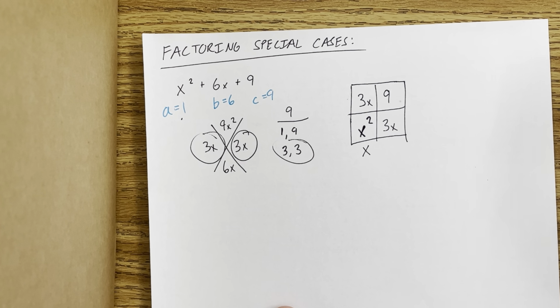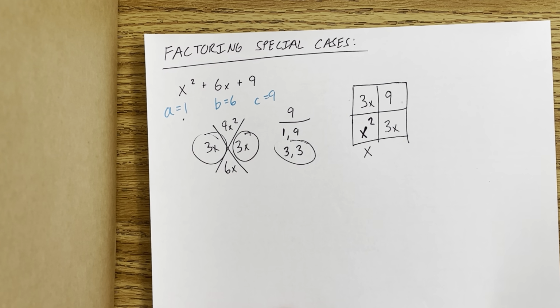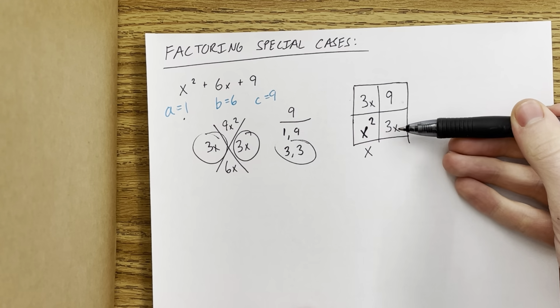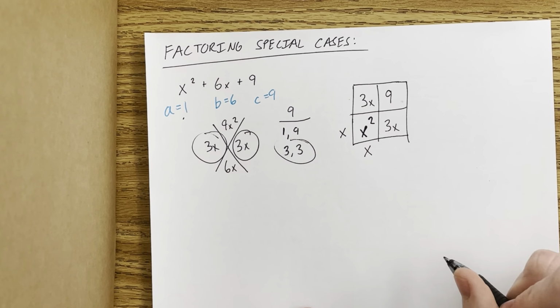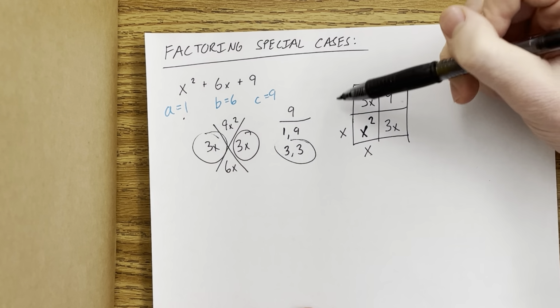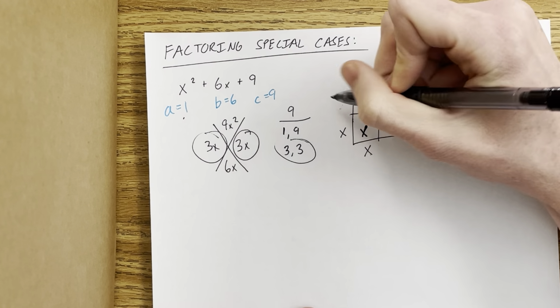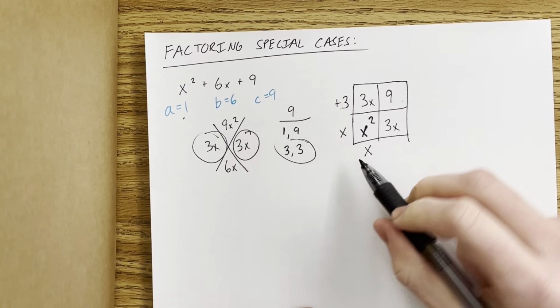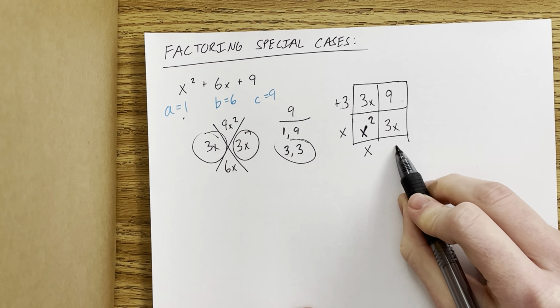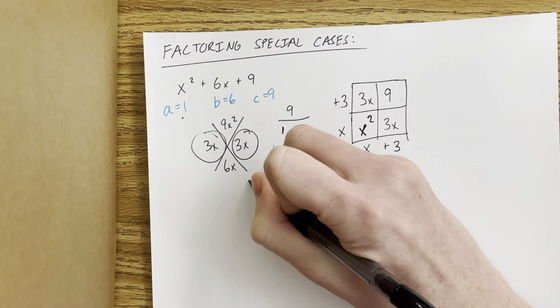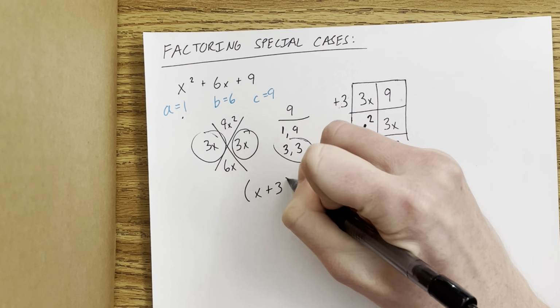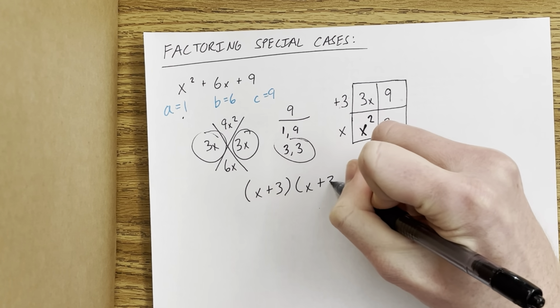In fact, at this point, I encourage you to pause the video and try to solve the rest of this problem on your own if you can. Otherwise, I'm just going to solve it right now. So then here, we have x squared and 3x. That's also just x that it has in common. Then x times what right here equals 3x. It's positive 3. And then x times what right here equals 3x. It's also positive 3. So what we end up with is x plus 3 times x plus 3.